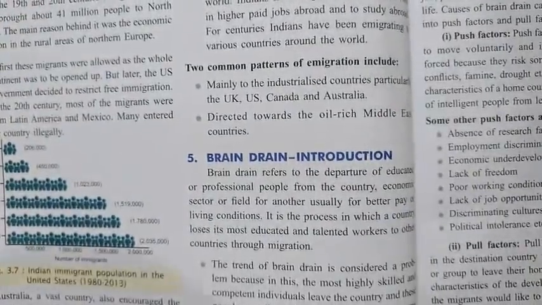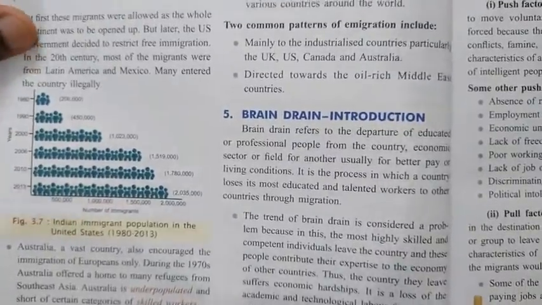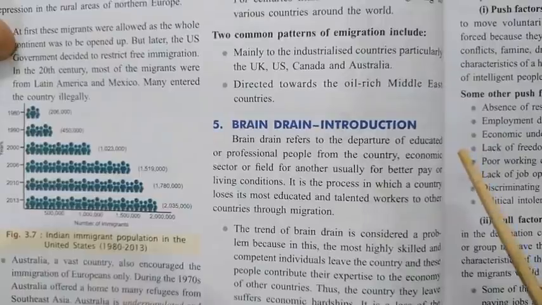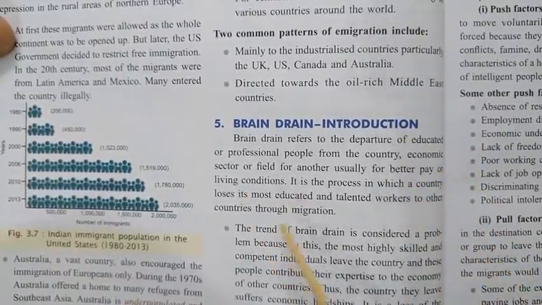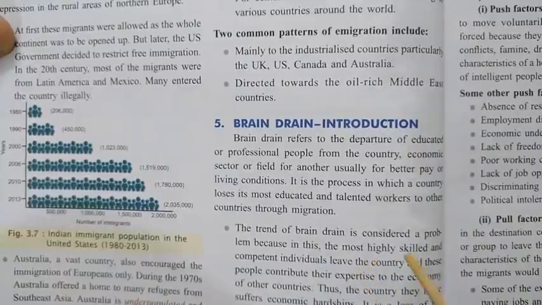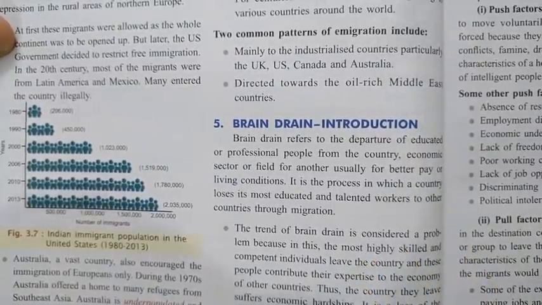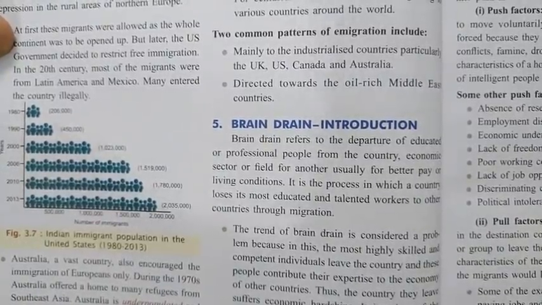Now let's see another topic, that is brain drain. What is called brain drain? Brain drain usually refers to the departure of educated or professional people from a country, economic sector or field for another, usually for better pay or living conditions. Example, now I'm giving you. What happens in India?